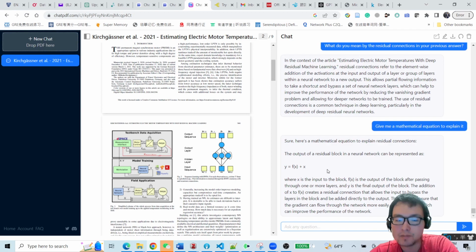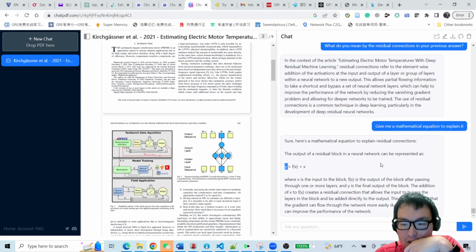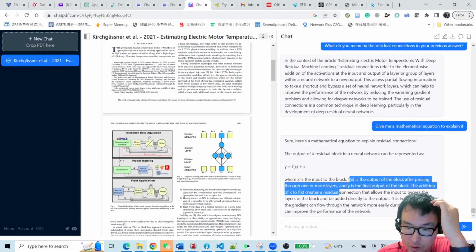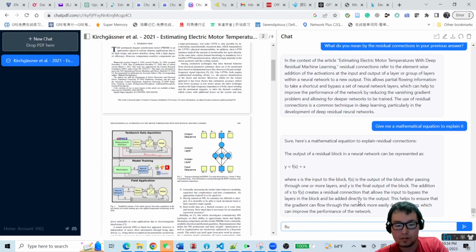If you are a domain expert, you would notice that maybe this Y seems suspicious, because it is saying that this is the output of the residual block, and then X is the input, F(x) is the output after passing through one or more layers, Y is the final output, right? And then the addition of X creates a residual connection that allows the input. But you did not give an equation for the residual, right?